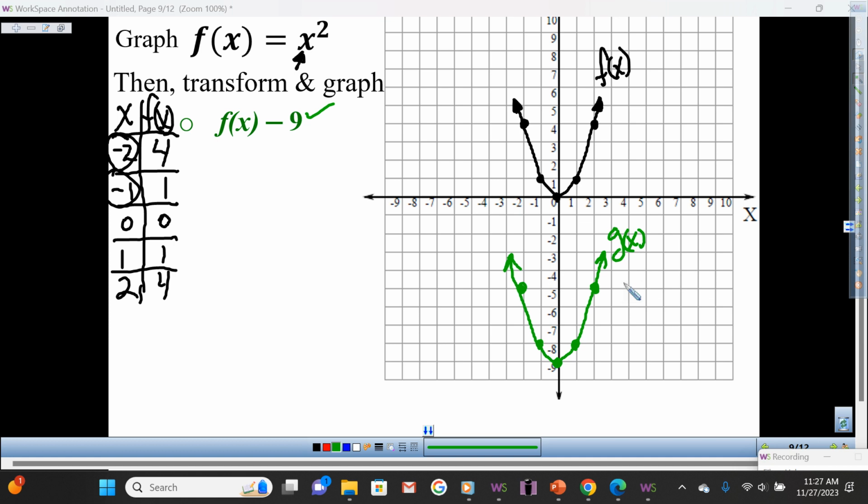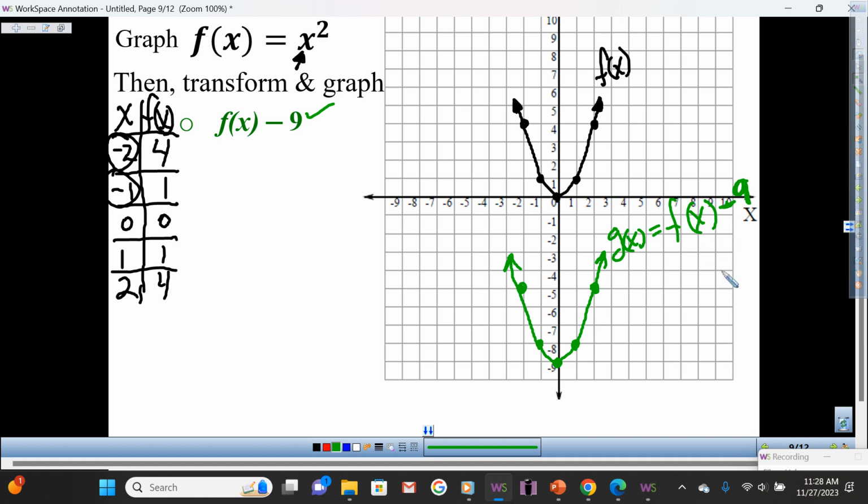Ready? All right. So our new function became what? G of x equals, look up. What did I do? Well, I took f of x, and what did I do to f of x? I subtracted 9, or that means I moved it 9 steps down. Are we there so far?